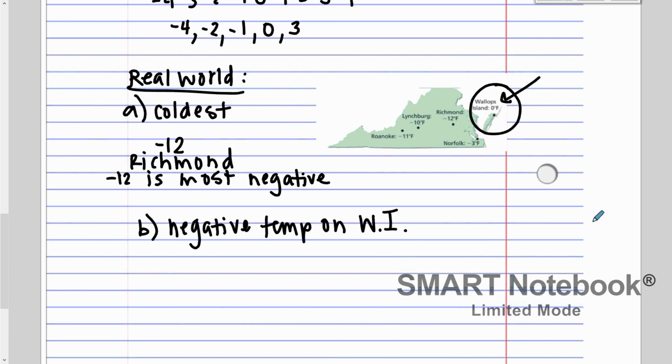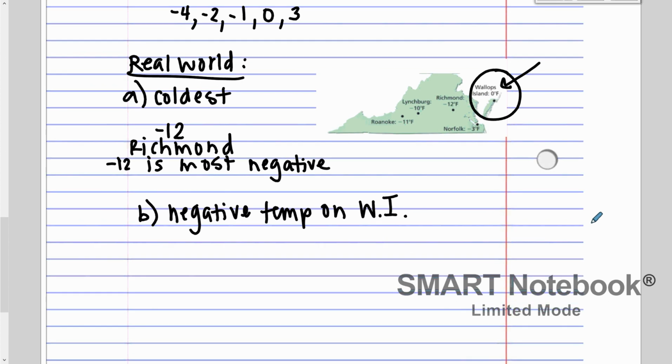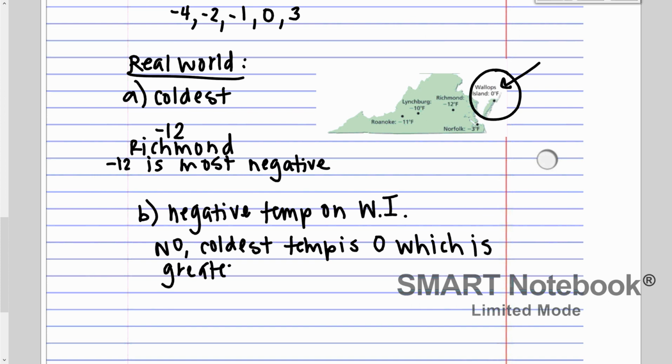If you need some more time to write down, you can pause the video. The answer would be no, because the coldest temperature is 0, which is greater than any negative number. What that's saying is that there have not been any temperatures colder than 0, so there have not been any negative temperatures.